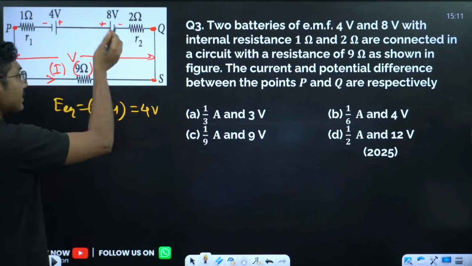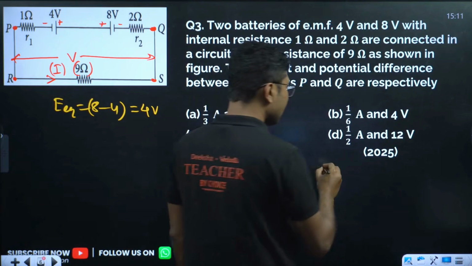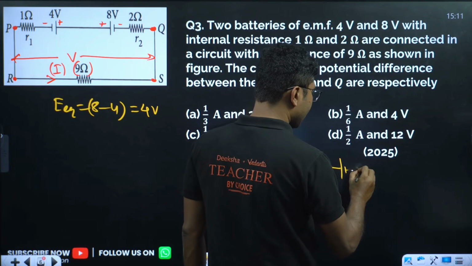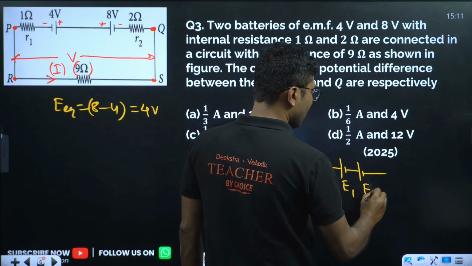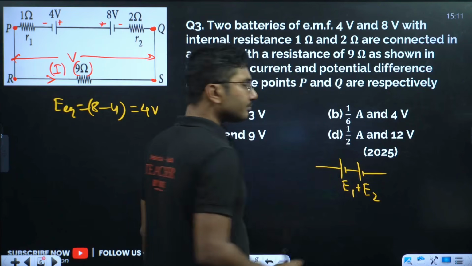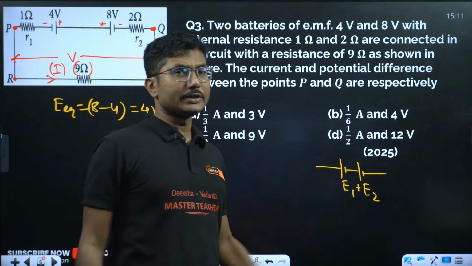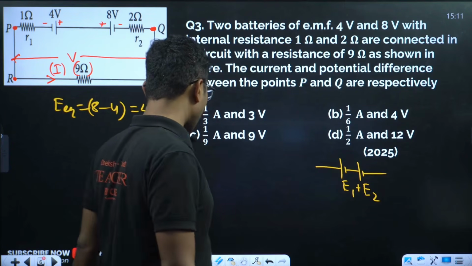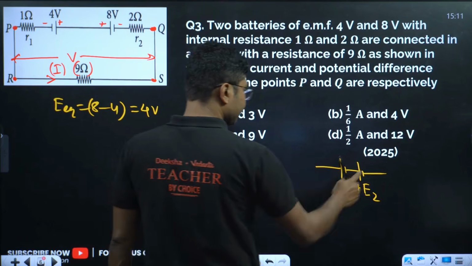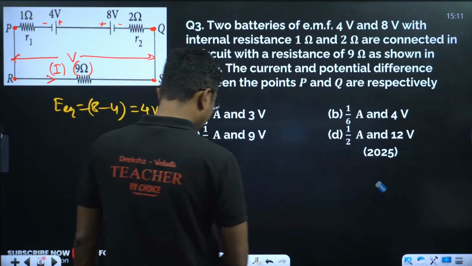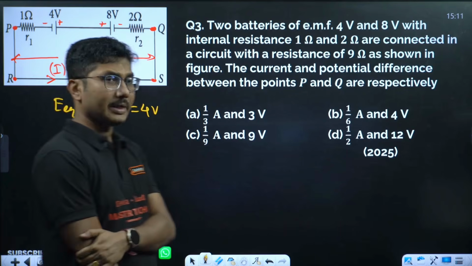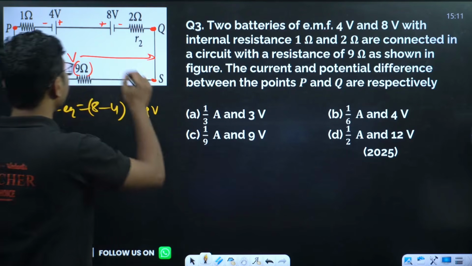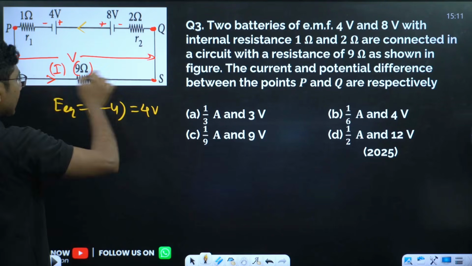Okay? You cannot simply add them unless they are connected in order. If they are connected in order, E1, E2, then it becomes E1 plus E2. But if they are connected in reverse order, then you have to subtract one from another, right? So you cannot simply add them here. You have to take the bigger minus smaller, always bigger minus smaller. Okay, and the bigger one will dominate, so the current will flow in this direction.